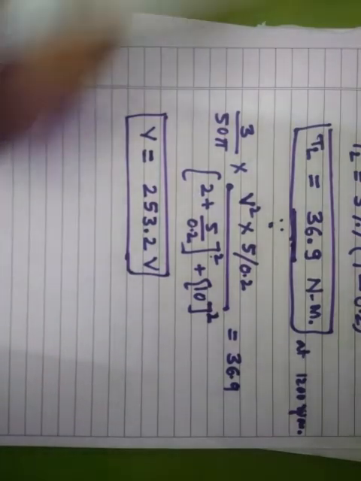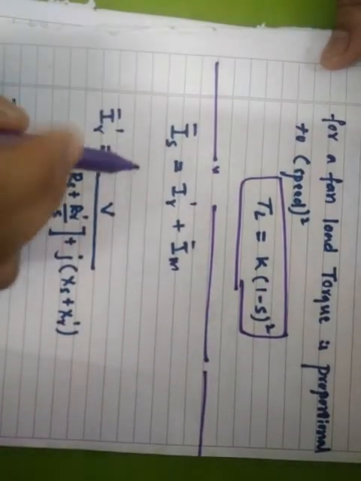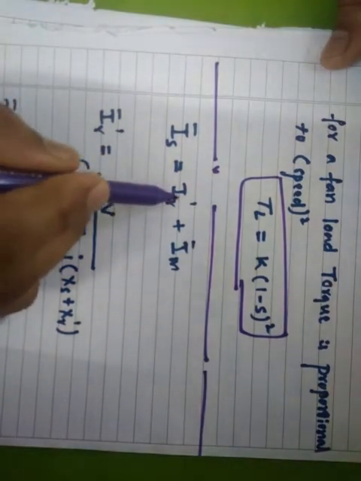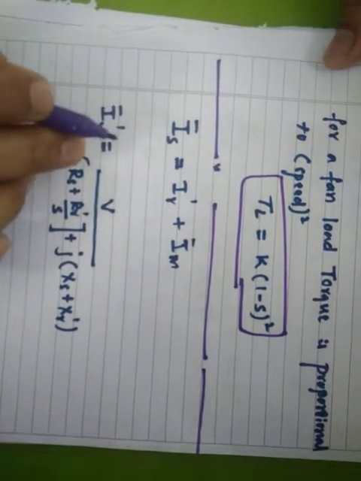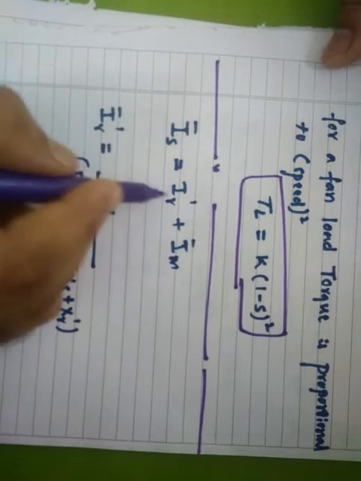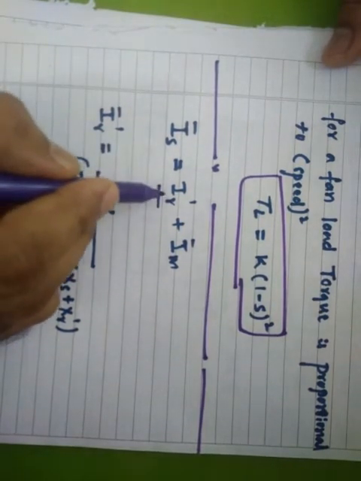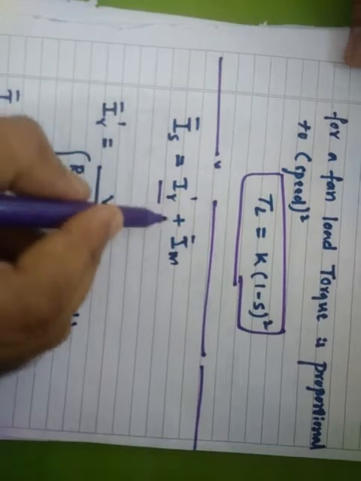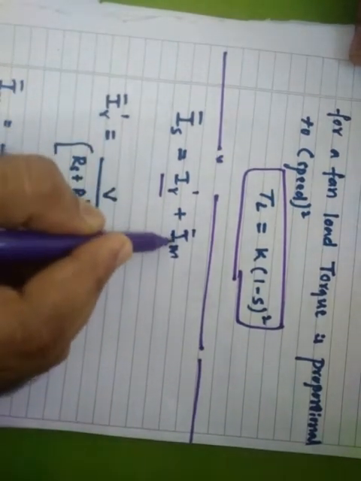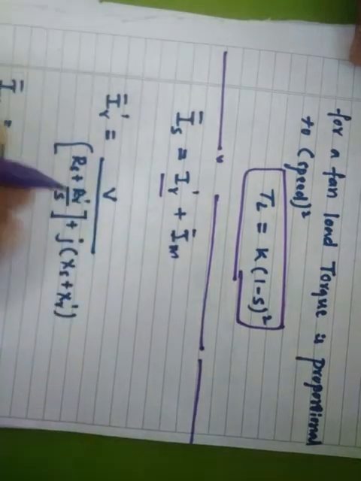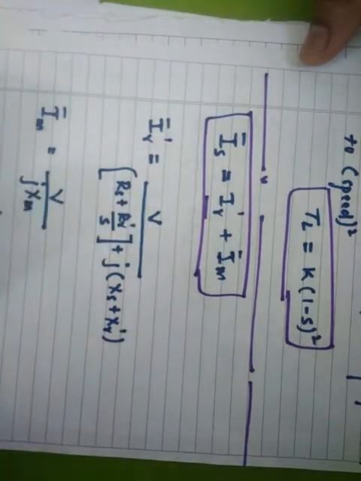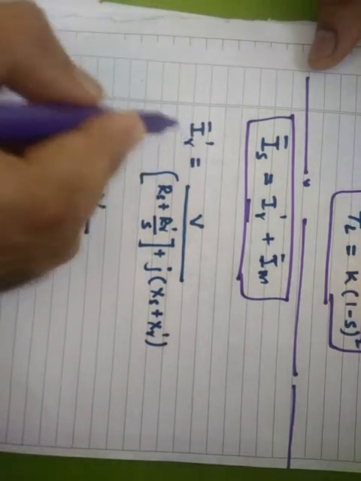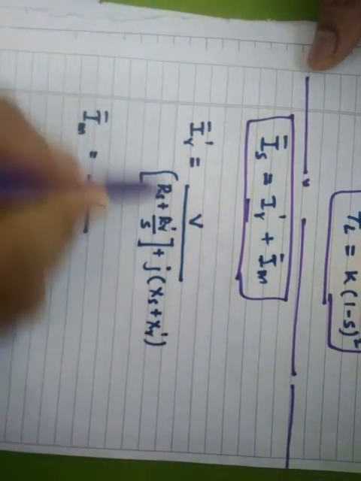So here the stator current is nothing but the rotor current dash, because the equivalent circuit parameters were taken here and you are calculating the stator current. This is the rotor current referred to the stator plus the magnetizing current. First we will see the rotor current, which we are finding with this equation.